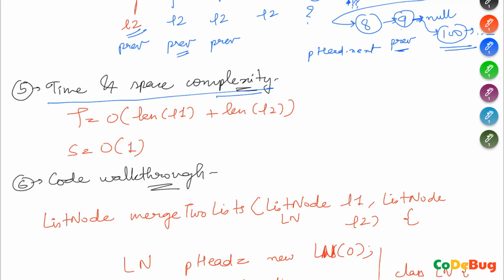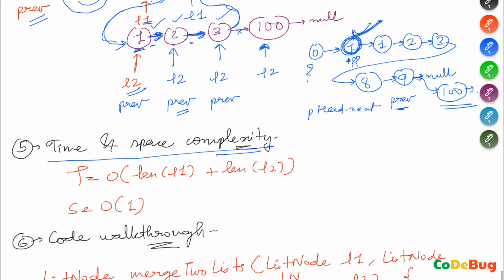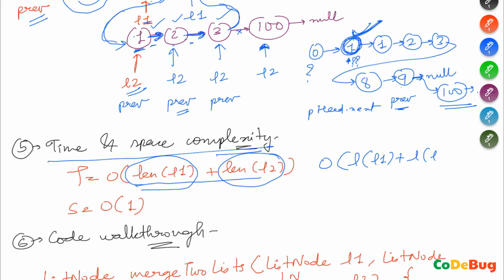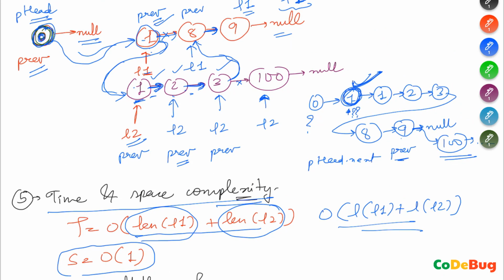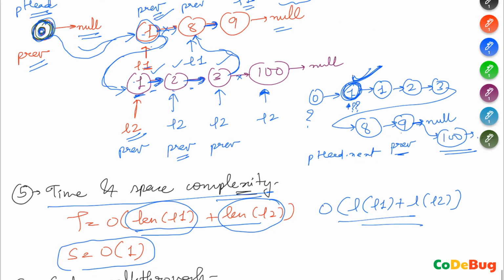So in any case, or in the worst case, we'll be going through the entire length of L1 and the entire length of L2 to modify the nodes and return the sorted list. So in that case, the time complexity will be the length of L1 plus the length of L2. And space complexity will be constant because we are not creating any auxiliary space in between. We are just modifying the already existing two lists.